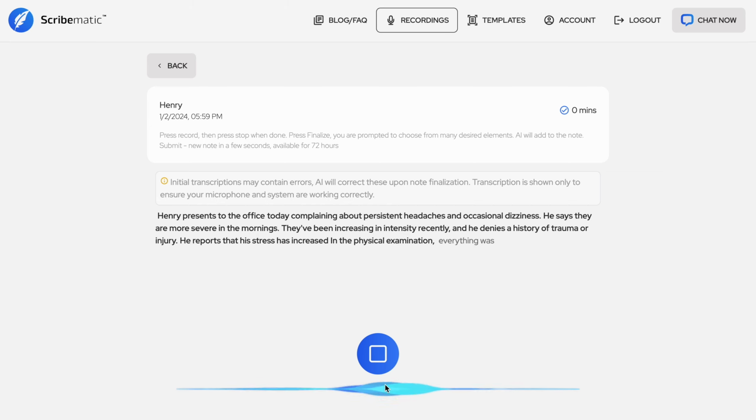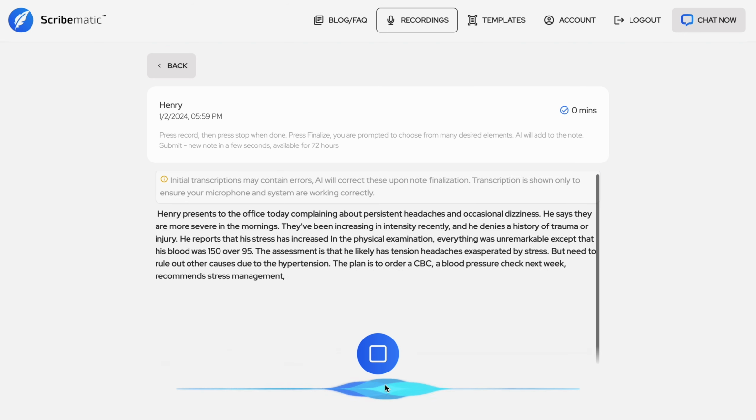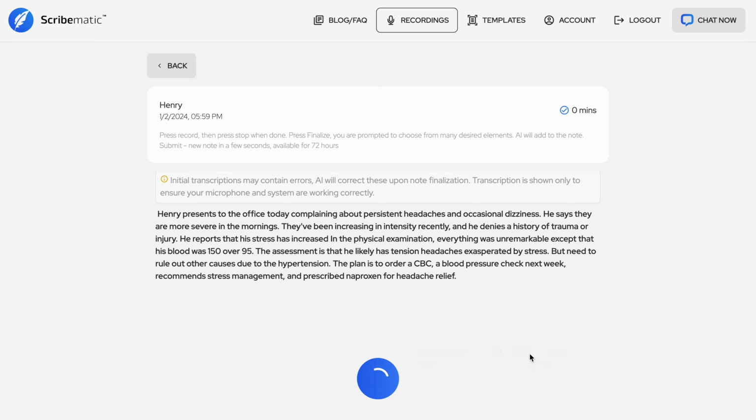In the physical examination, everything was unremarkable except that his blood pressure was 150 over 95. The assessment is that he likely has tension headaches exacerbated by stress, but need to rule out other causes due to the hypertension. The plan is to order a CBC, have a blood pressure check next week, recommend stress management, and prescribe naproxen for headache relief.